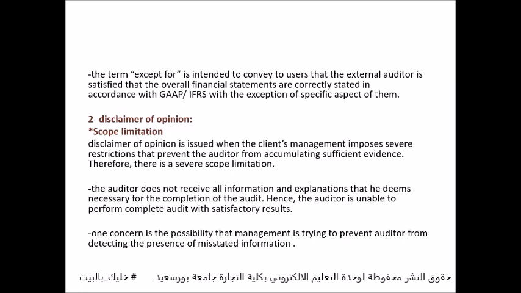The auditor doesn't receive all information and explanations that he deems necessary for the completion of the audit. Hence, the auditor is unable to perform a complete audit with satisfactory results due to this scope limitation. One concern is the possibility that the management is trying to prevent the auditor from detecting the presence of misstated information.